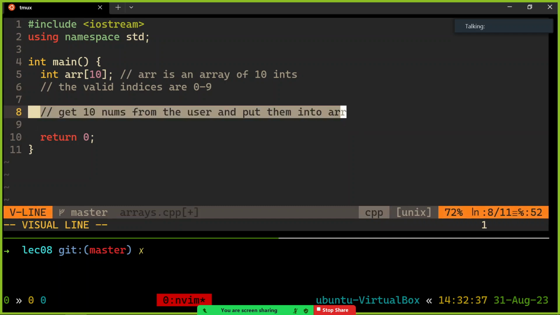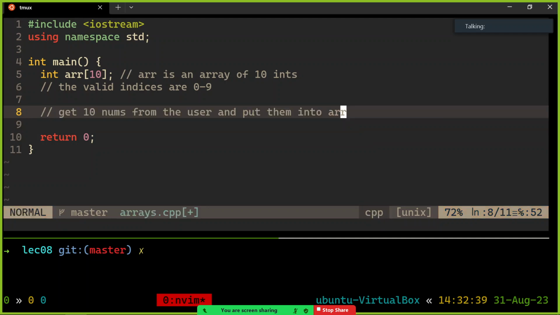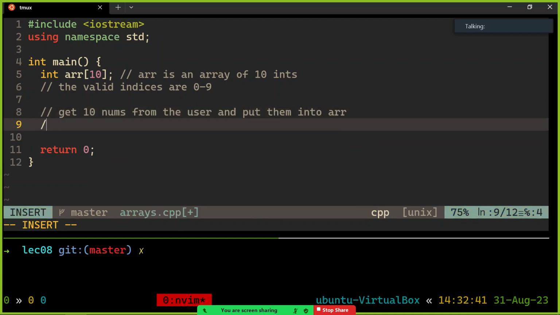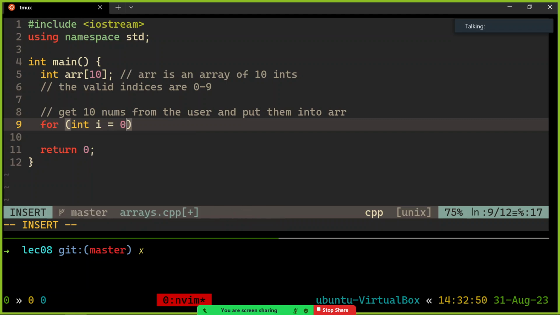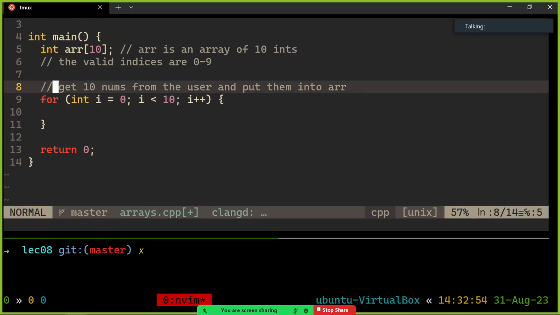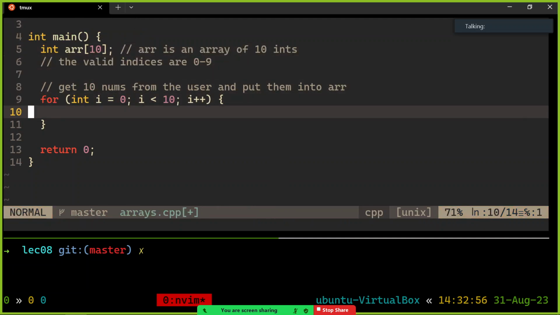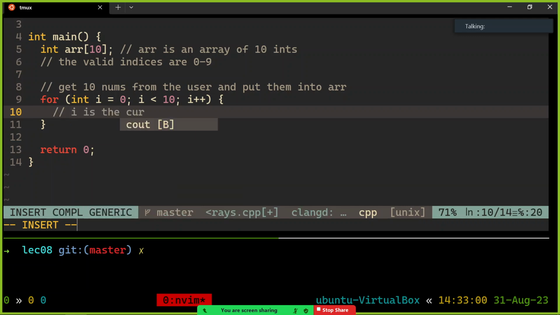So I want to get 10 numbers from the user, put them into the array with cin statements. Watch. It's not hard. For int i, now i is the iteration variable that stands for which index I want to go to. i equals 0, i is less than 10, i plus plus. Now i will range between every valid index of r. And let's fill it in. i is the current index of r that I'm trying to fill.